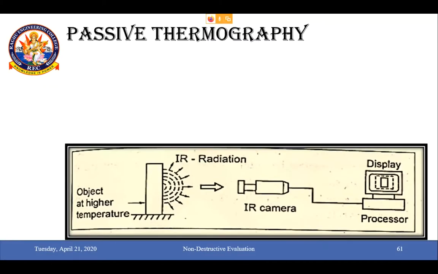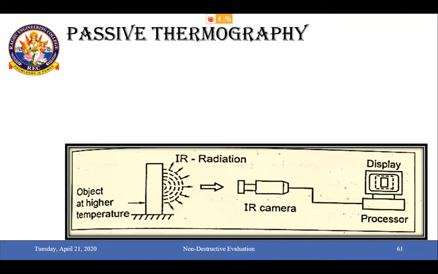Next one is passive thermography. I told you infrared thermography is of two types, active and passive. So we have completed all the subcategories in your active portion and we have come to passive thermography. There is an image here. IR camera is there, display processor is there.